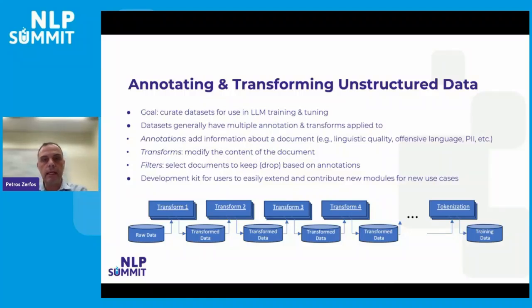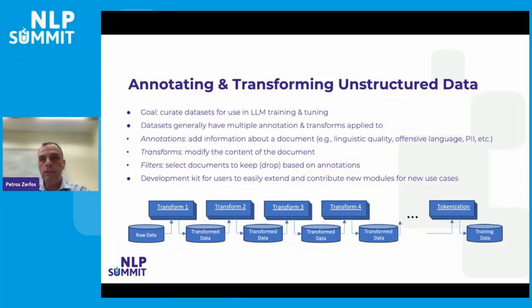So as the documents undergo a series of such transforms in a pipeline, at the very end, typically, these annotations can be used further by filters, which is another type of module in the Data Prep Kit, to select documents to either keep or drop based on the various annotations. And then after that process is done, tokenization takes place. Tokenization is another module in the Data Prep Kit, where the tokens are prepared to be used either for pre-training or for fine-tuning purposes.